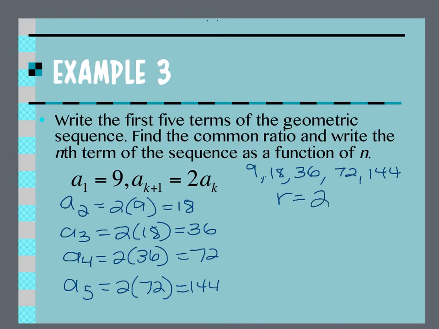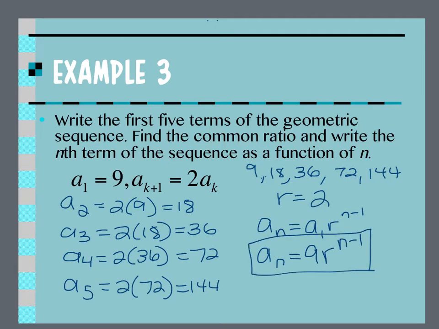2. It's what I'm multiplying by every time, right? And then it says write the nth term of the sequence as a function of n. So hopefully we're learning that those words mean give me the equation that would give me a sub n. So a sub n equals a sub 1 times r to the n minus 1. A sub n would equal my first term, which is 9, times r to the n minus 1.